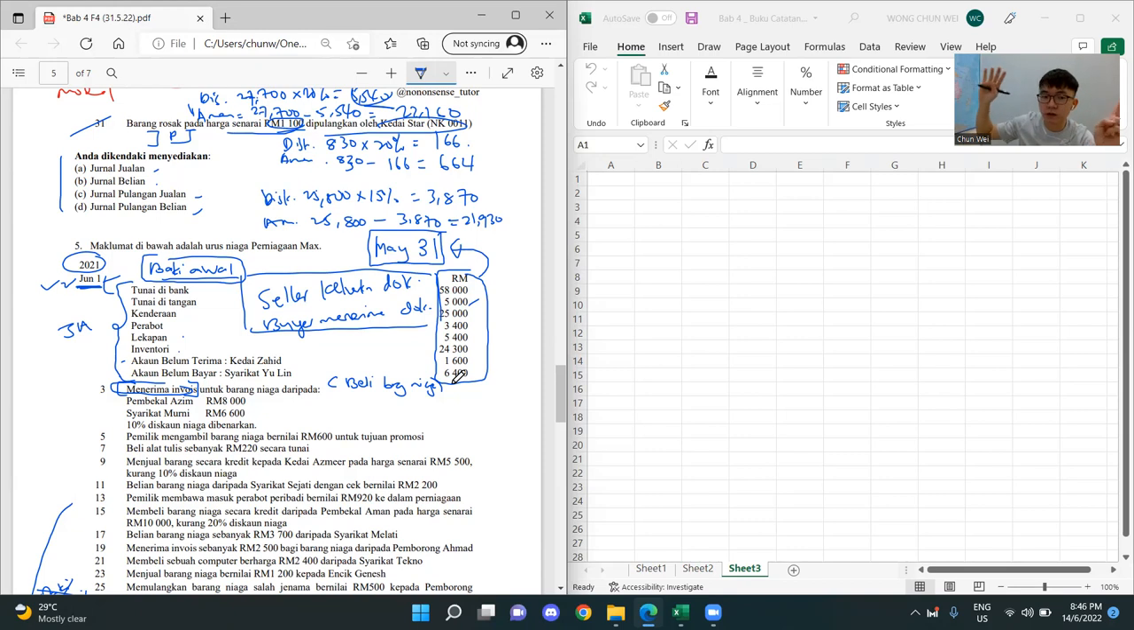And this you don't even have to think, because whenever you see an invoice, we know that invoice belongs to secara kredit. Therefore, this is beli barang niaga secara kredit. And when you see a beli barang niaga secara kredit, this is actually recorded in the jurnal belian. Do you understand or not? If yes, give me a yes in the chat box.